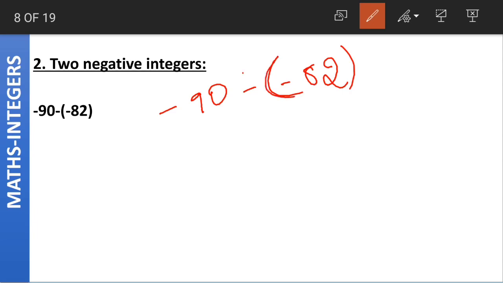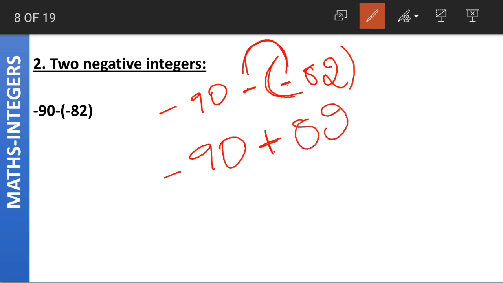Here we are having a bracket, which means that we have to multiply the signs. First write minus 90. Now what is minus into minus? Minus into minus is equal to plus. How? Both the signs are same, so the answer is plus. When same signs are multiplied, the answer will be plus. Then we write the integer 82.